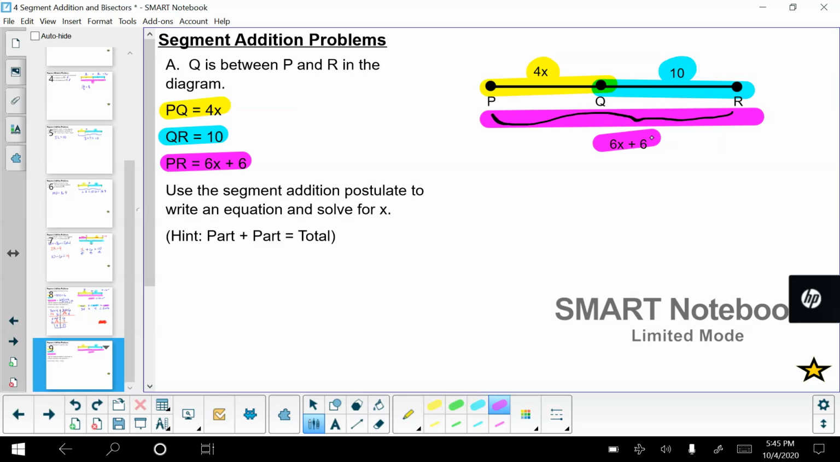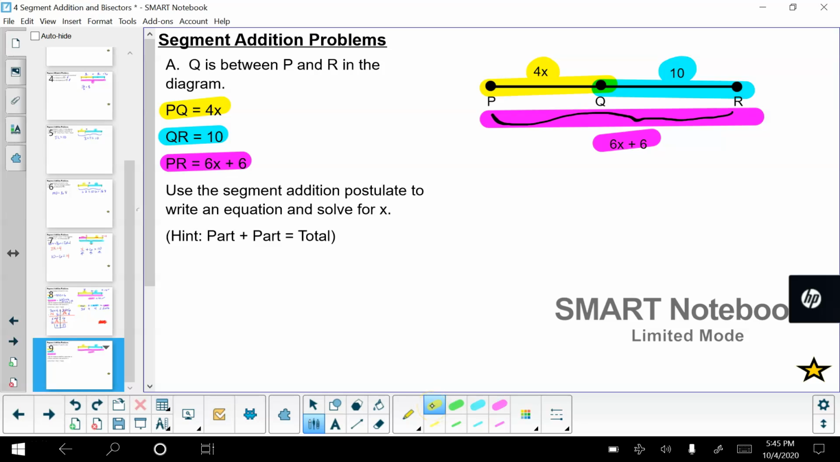So I'm going to give y'all some time to try to work that out on your own using the part plus part equals total, write the equation, and then solve it for x. Now that y'all have had a little bit of an opportunity to try it on your own, let's check your answers.